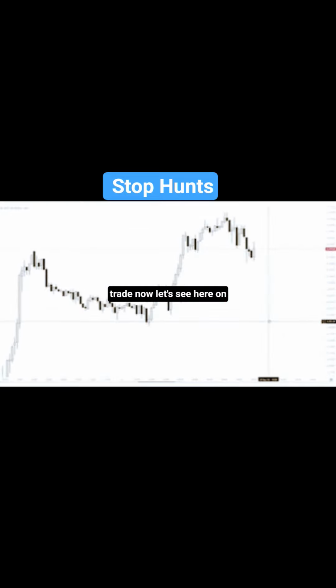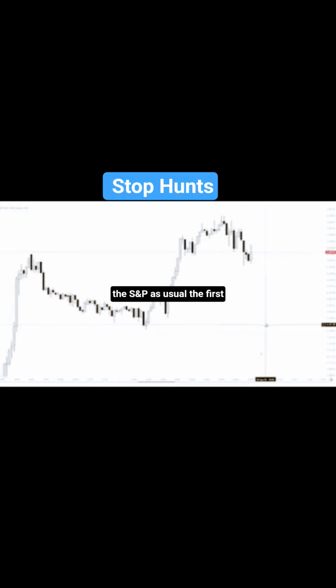Now let's see here. On the S&P, as usual, the first and most important step is analyzing the external price action.